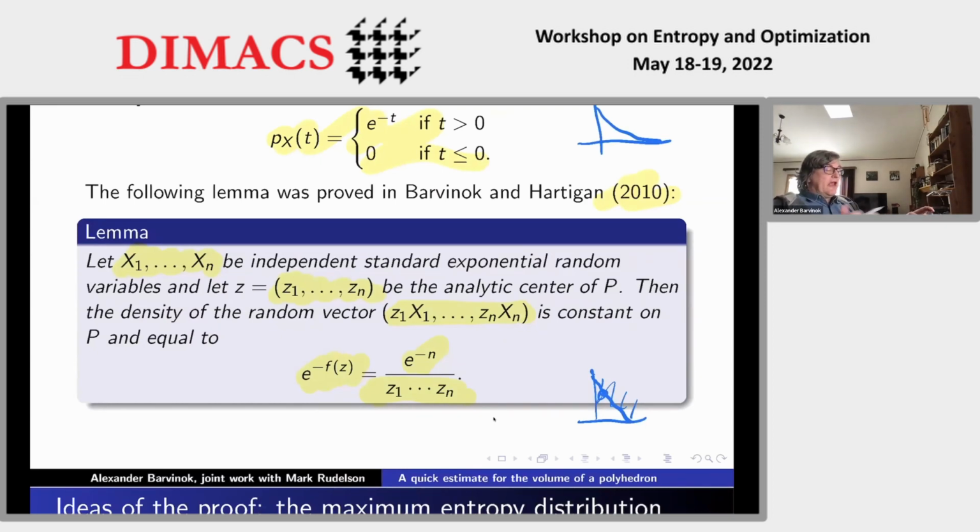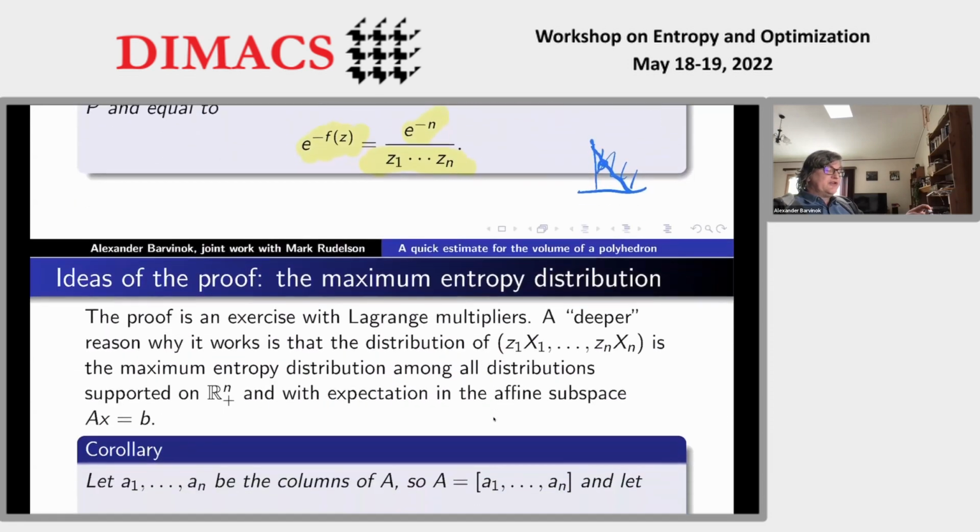So again, start with standard exponentials, use the analytic center to weight those standard exponentials. You get some distribution with a density, and the density is constant at every point. That's a simple exercise in Lagrange multipliers.